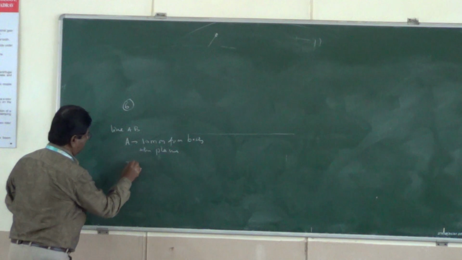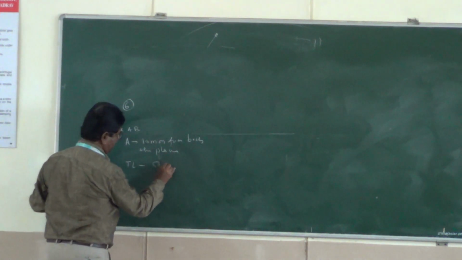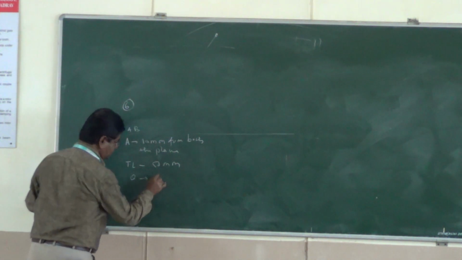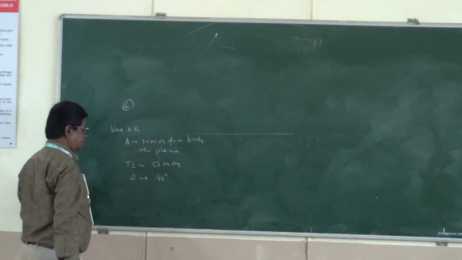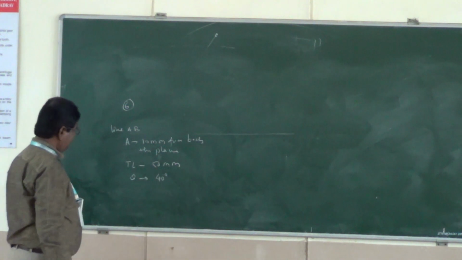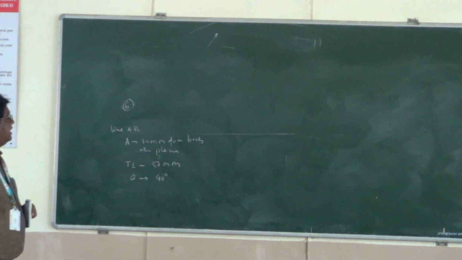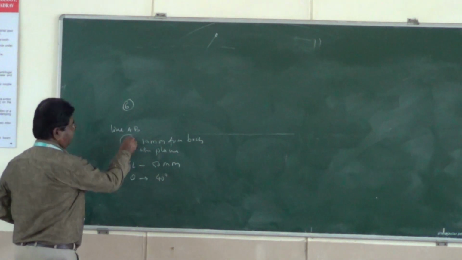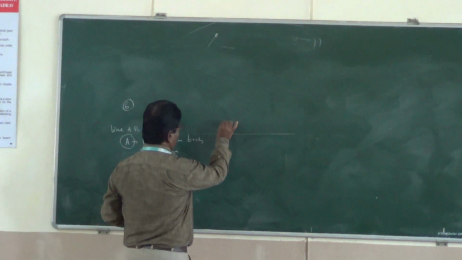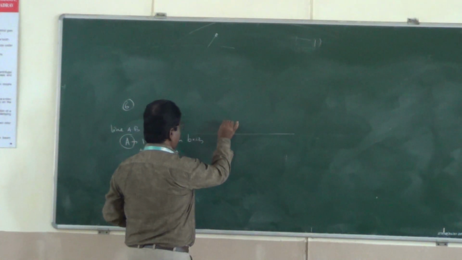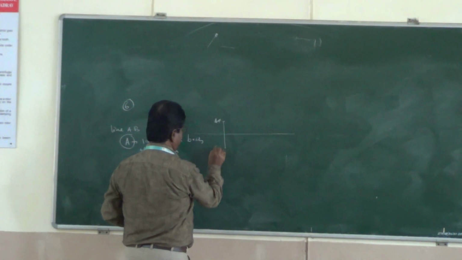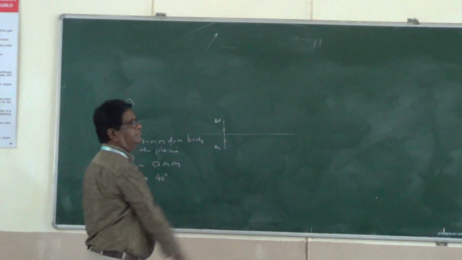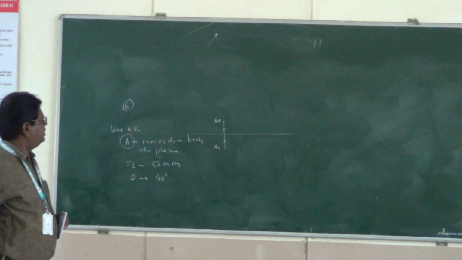Then the length of the line is given, that is supposed to be clear. Theta is the angle made by the line, which is given, that is 40 degree. Okay? And here it is asked to complete the projection. So first we take this point A. A is 10 mm from both the planes. Here AF, here AH. This is 10, this is also 10 mm from both the planes.